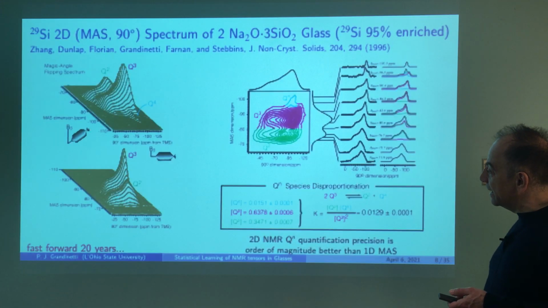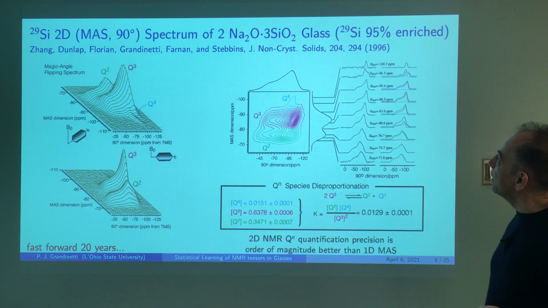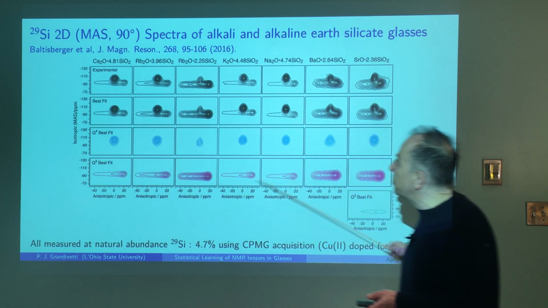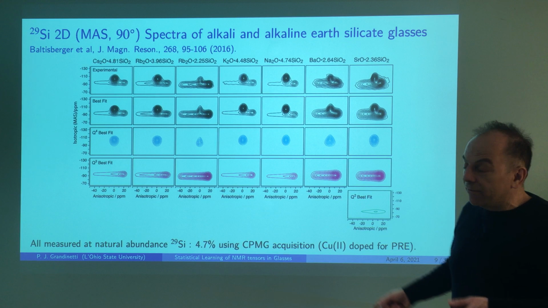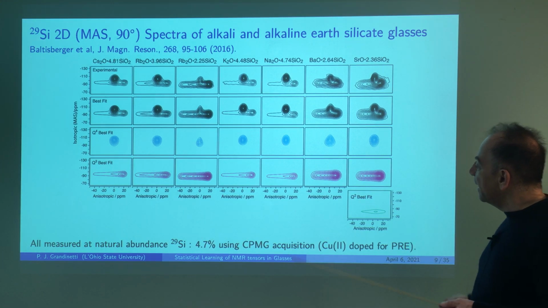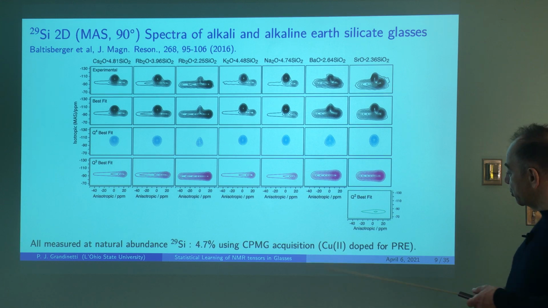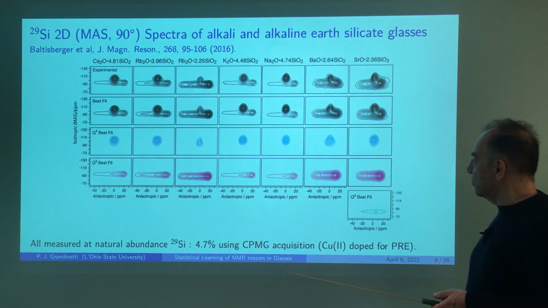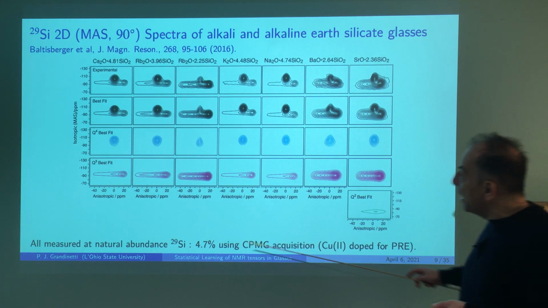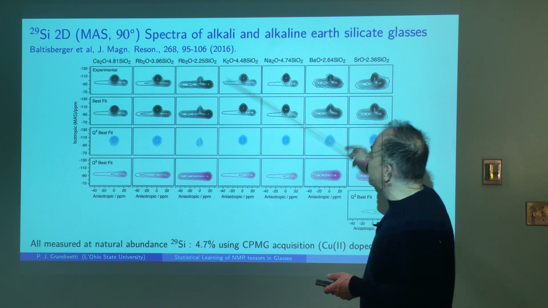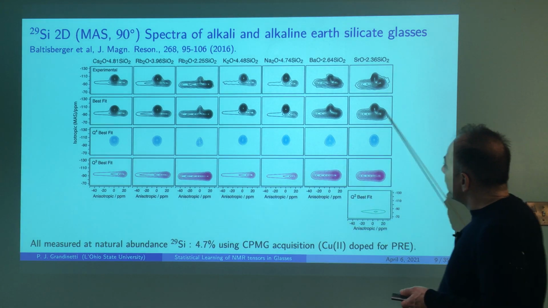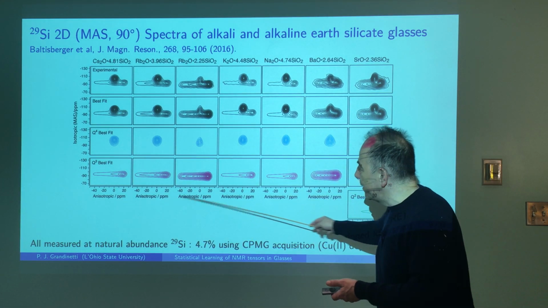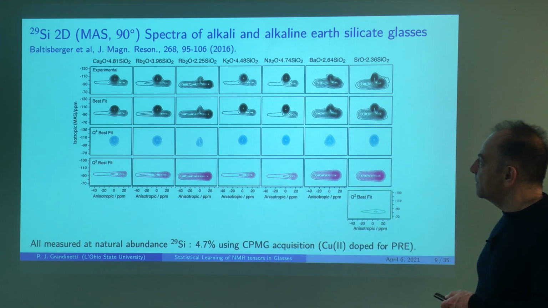Now this was 1996, but if you go forward about 20 years later, we are able to do these types of measurements routinely at natural abundance, so we're no longer having to do enrichment with silicon-29. We do that through the use of CPMG acquisition and doping with copper, which helps reduce the T1s without killing the T2s, so we can still do the CPMG acquisition. And now you can see that we can systematically look at various compositions and try to get insight about the structure, not only from the isotropic spectra, but now from the anisotropy that's contained in the spectra.